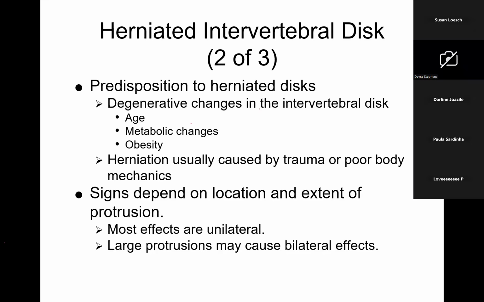Large protrusions can cause bilateral effects because of pressure. Sensory nerve fibers in the dorsal root, lumbosacral herniations cause pain in the lower back, radiating down to both or one leg, and this can lead to things like sciatic nerve pain. You can also develop paresthesias, numbness, tingling. If the compression is extensive, it could lead to muscle weakness or interference with emptying the bladder.